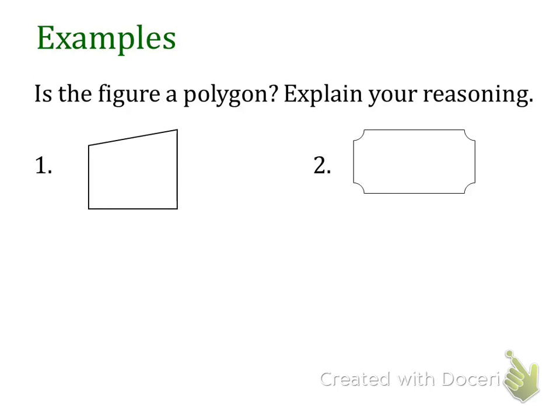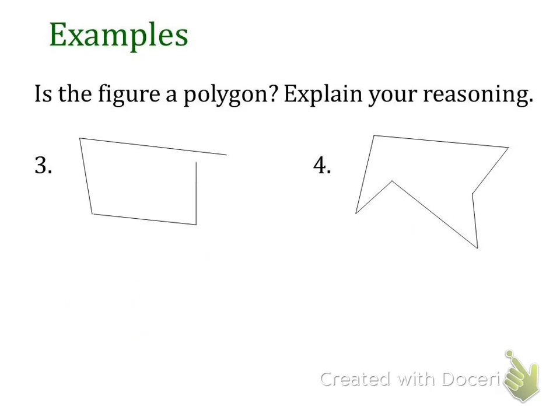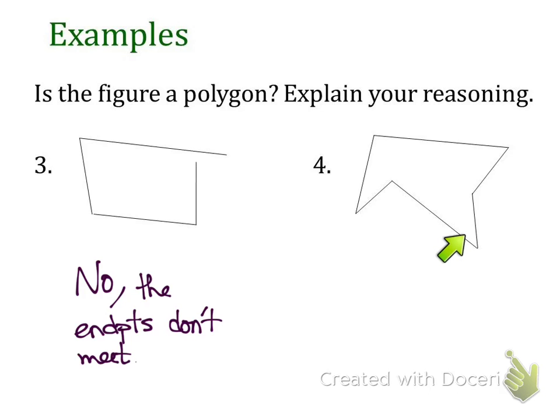So is the figure a polygon? And then we're going to say yay or nay and why. So yeah, all sides are straight and sides meet at their endpoints. And then number 2 is a no. In this next one, no, the endpoints don't meet. And then this next one, I realize this corner didn't look so well. It was supposed to be a polygon, because they can be caving in and it's supposed to be all closed. So I wanted this one to be a yes.